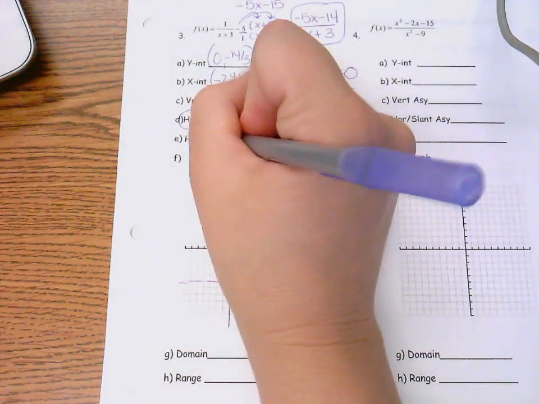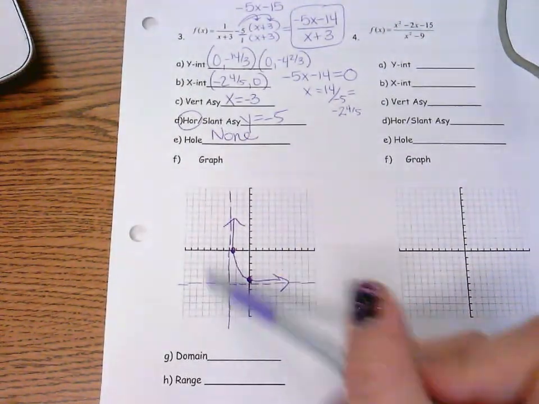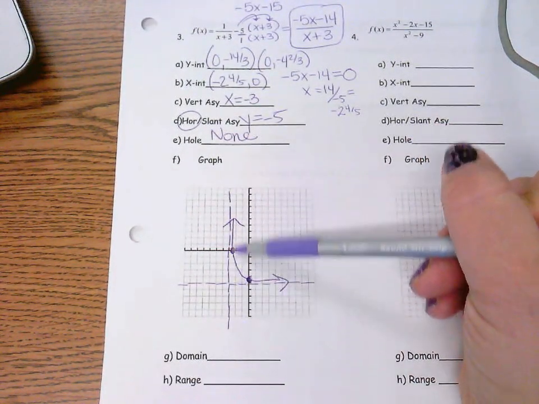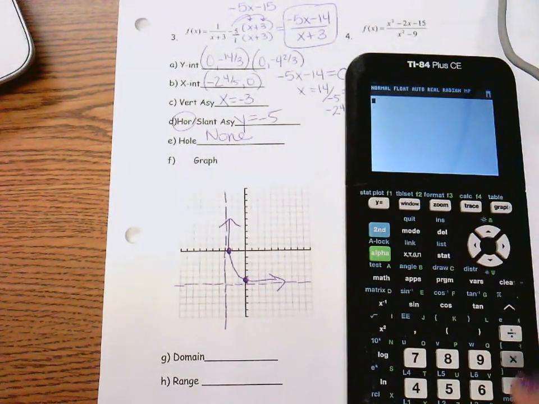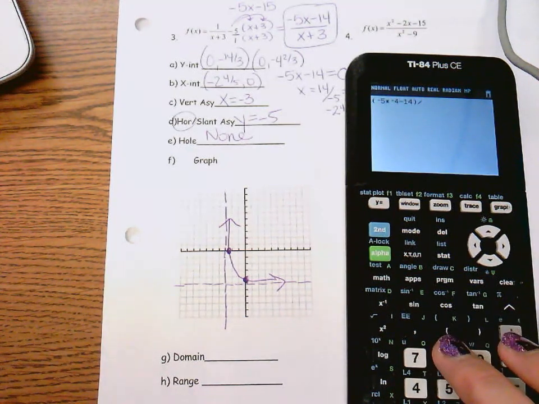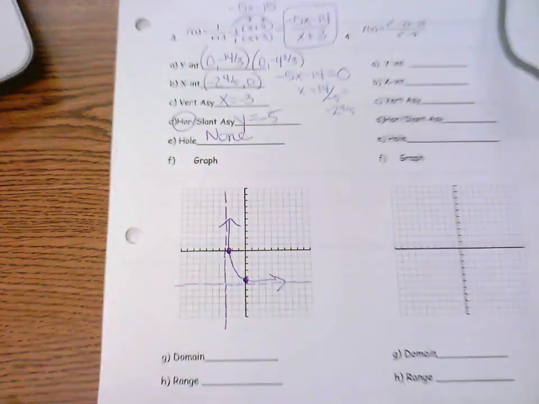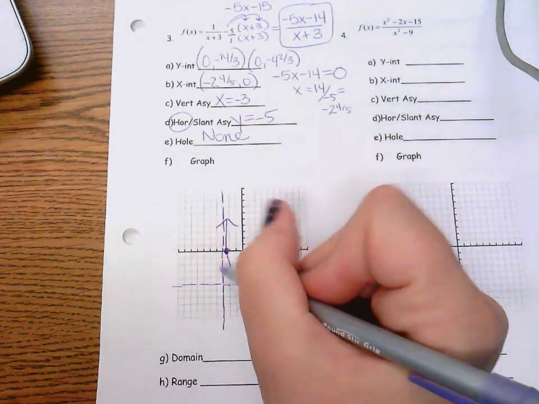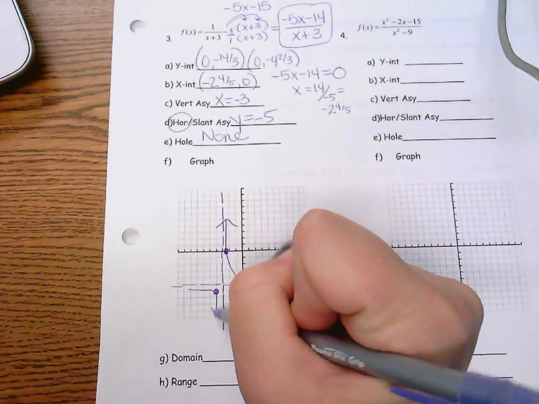There's no hole. So I need to figure out what region the other part of the graph is. If this is at negative 3, I probably want to plug in negative 4. I might just do this one with a calculator. So let's see. I'd have negative 5 times negative 4 minus 14, in parentheses, divided by, oh, the denominator is just going to be negative 1, right? Negative 1. Negative 6. So if I'm at negative 4, I'm at negative 6. So the other elbow would be down there.